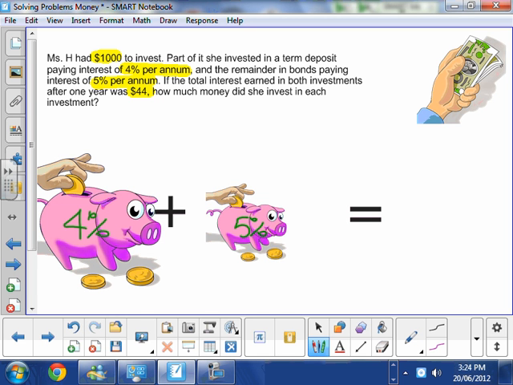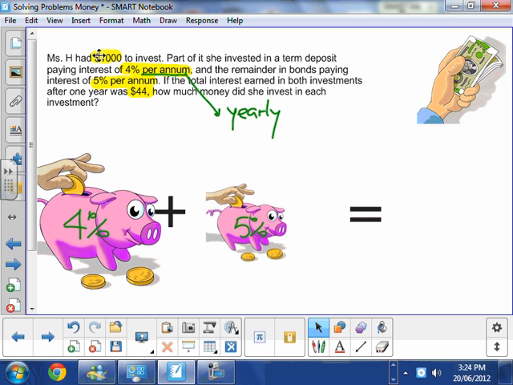Right. Ms. Havnika, I do not understand this expression per annum. What does it mean? Per year. Oh, okay. Now I understand. So yearly, this is what it means, right? Yes. Okay, so first 4%, second one 5%. How do I use the $1,000?